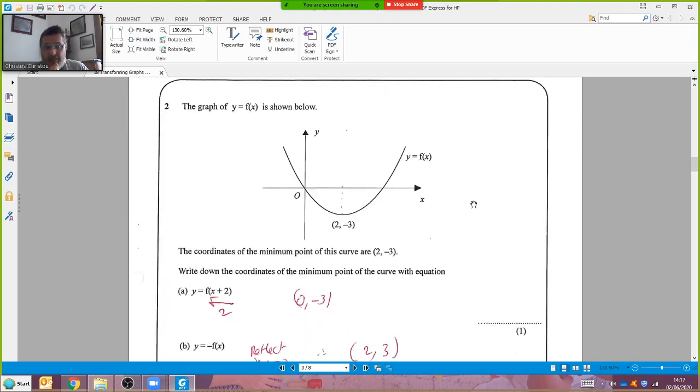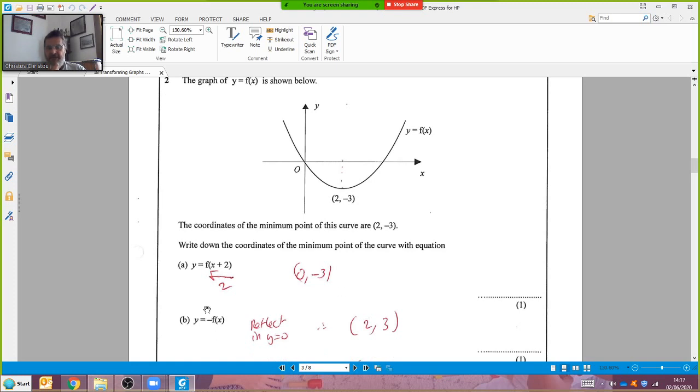Question 2, again playing with minimum values, and they're not asking you to sketch. I can't remember they want you to sketch anything yet. So we're playing with 2 minus 3. And again, f of x plus 2, x plus 2 in the bracket, turn left 2 units. So if I've got 2 minus 3 and I'm going left 2 units, I better go bam, bam, which is 0 minus 3, yeah, using vector minus 2, 0.